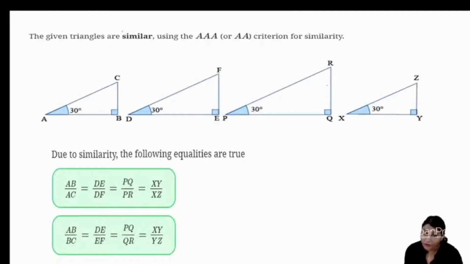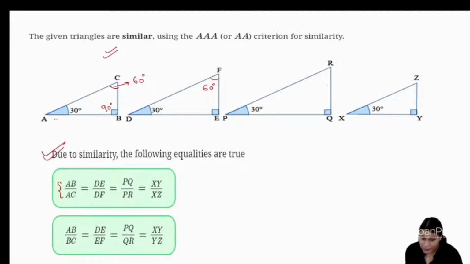Now here we can observe four triangles. The given triangles are similar. Let's see how. According to the property of triangle, the sum of all the angles of a triangle is 180 degree. We can see here that the angles are 90 degree and 30 degree, so this angle will be equal to 60 degree in all the triangles. As per AAA, that is angle criterion, all the four triangles are similar to each other. And as they are similar, the ratios of the sides of the triangle are proportional or equal to each other.